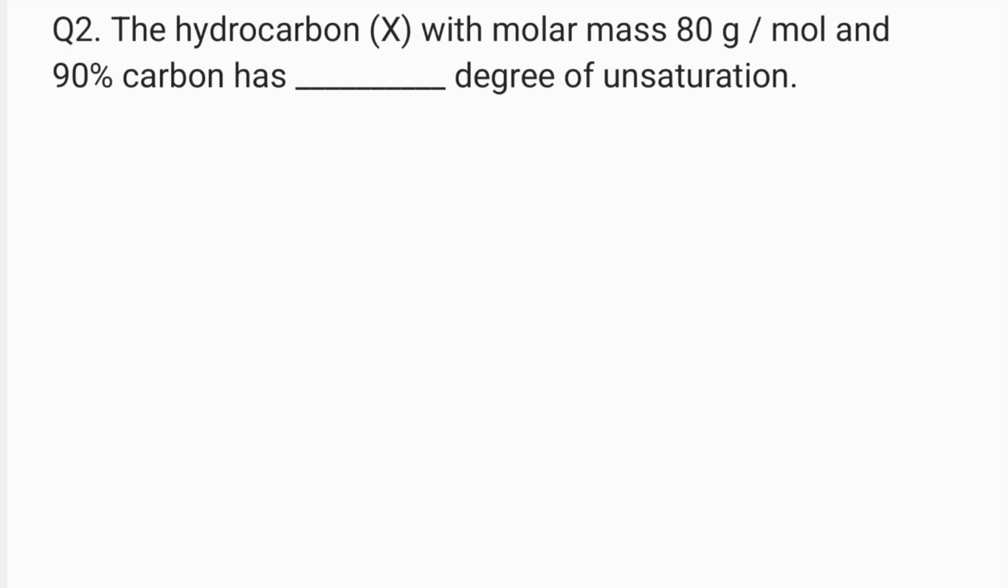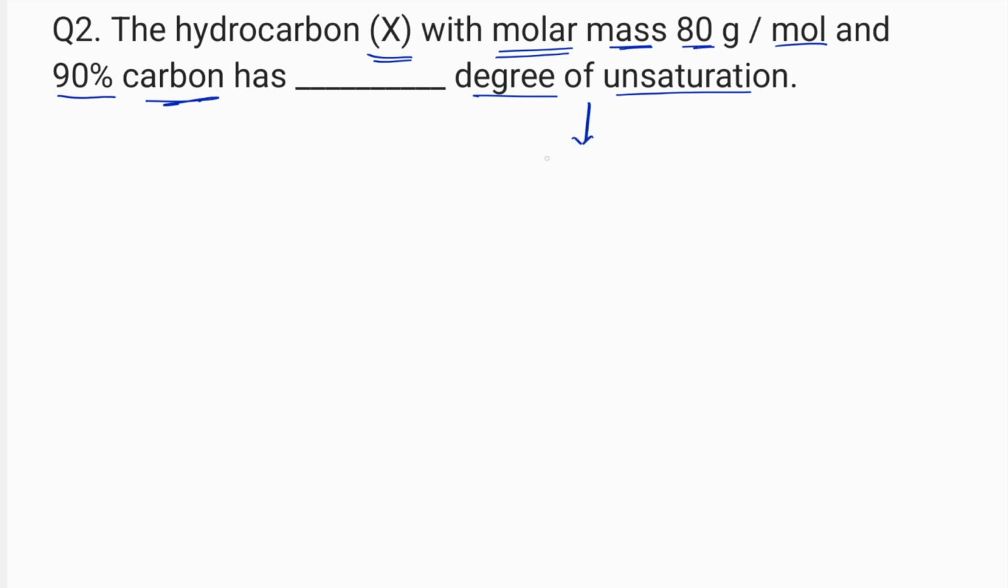And today we are doing our next question from our JEE Main 2025 series. The second question is: the hydrocarbon X with molar mass 80 grams per mole and 90% carbon has degree of unsaturation. So first of all we should know what is the meaning of degree of unsaturation.